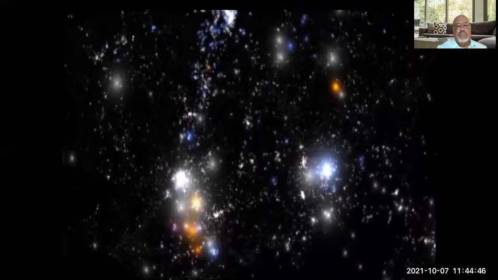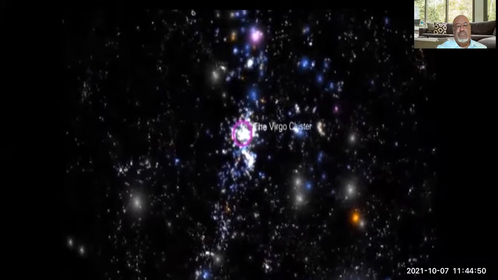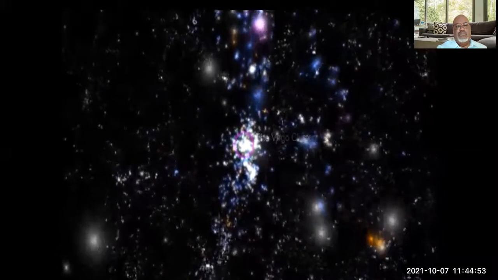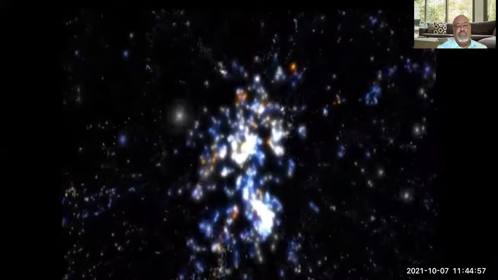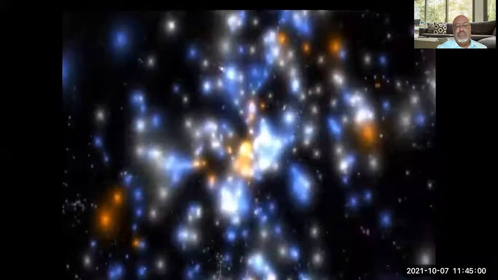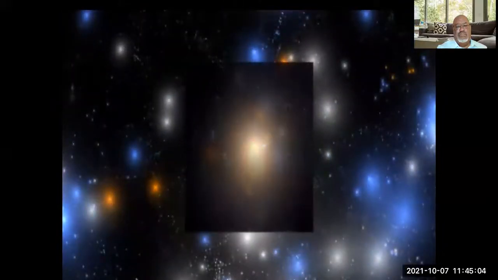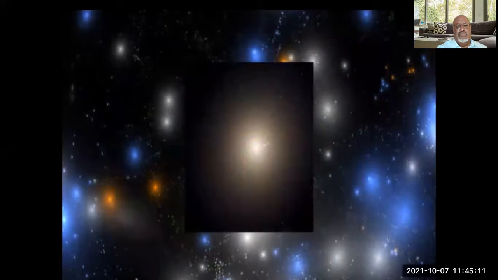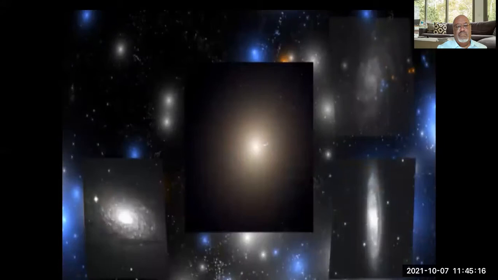Further up, we see a massive grouping of galaxies called the Virgo cluster. It contains over 2,000 galaxies and is 50 million light years away from Earth. At the heart of the Virgo cluster lies the giant elliptical galaxy M87, which has over 1 trillion stars. Galaxies come in a variety of shapes and sizes. Each one is a glorious demonstration of God's limitless power.